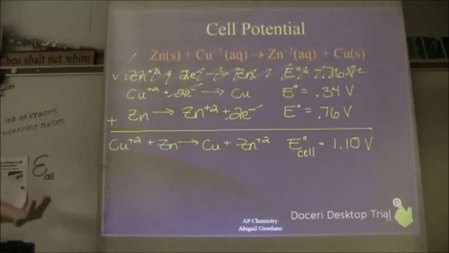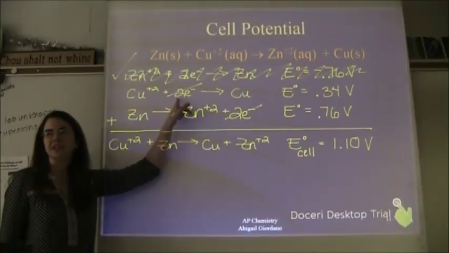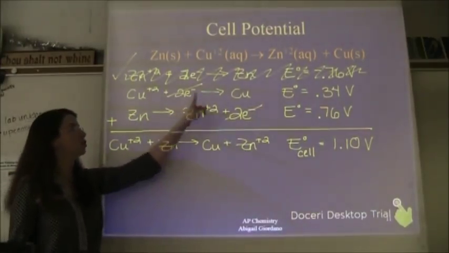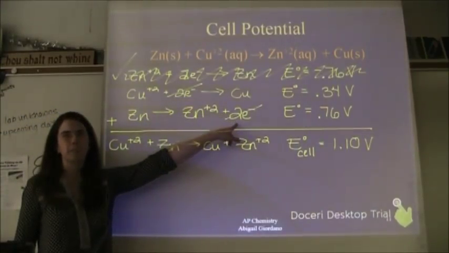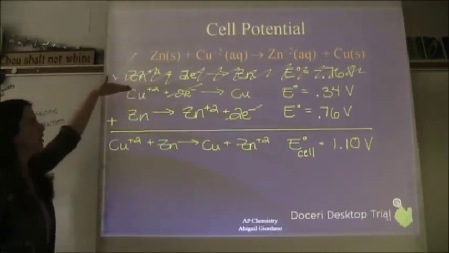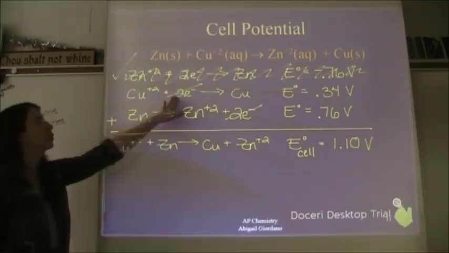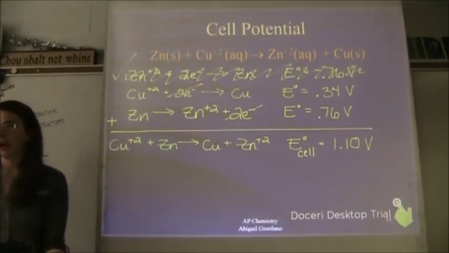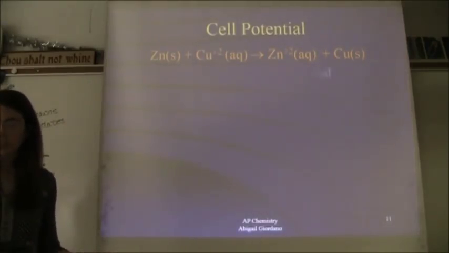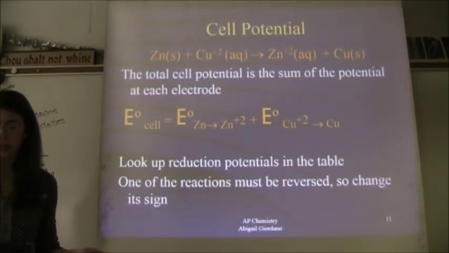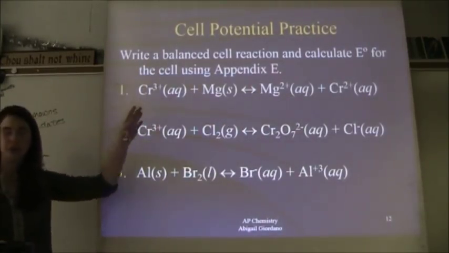Now, because we've done this before, so this is review, what if this wasn't so nice and tidy, 2 and 2? What if this was 2 and 3? Multiply the top equation times 3 and the bottom one times 2. Your electrons must cancel out. Okay? So that was a really simple one, but that's what you use that table for. Let's do one more together, because I want to show you something.